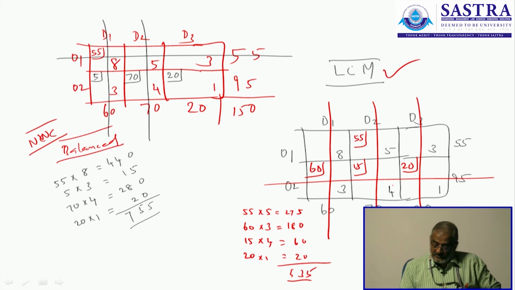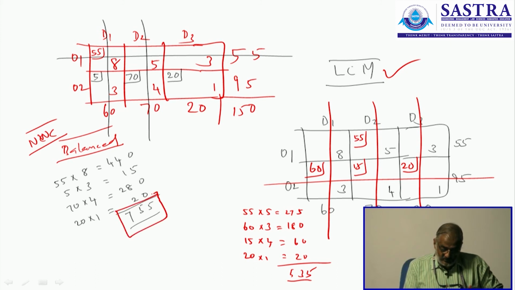So in least cost method you have only 535 rupees, whereas in northwest corner rule you have got 755 rupees. So now I have clearly distinguished northwest corner rule and the least cost method in terms of cost also. Least cost method provides only 535 rupees, whereas northwest corner rule goes for 755 rupees.